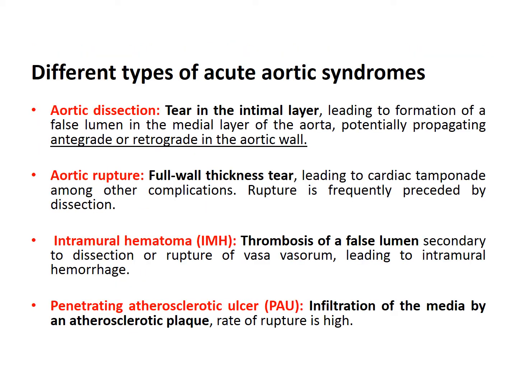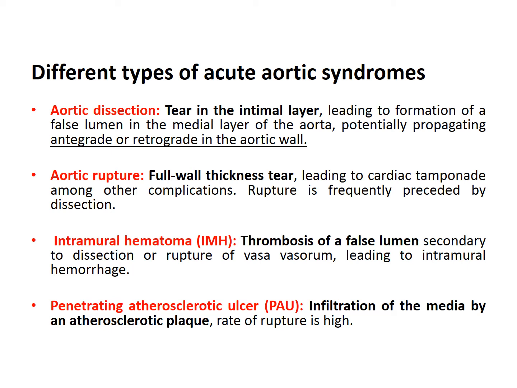There are different types of acute aortic syndromes. Number 1 is aortic dissection, which is a tear in the intimal layer leading to the formation of a false lumen in the medial layer of the aorta and potentially propagating antegrade or retrograde into the aortic wall. Second is aortic rupture, which is a full wall thickness tear leading to cardiac tamponade.